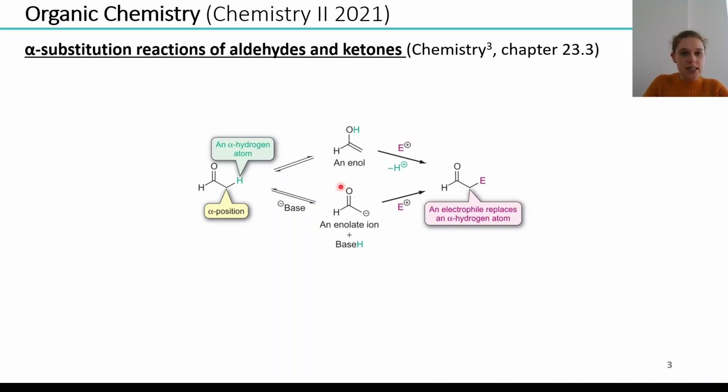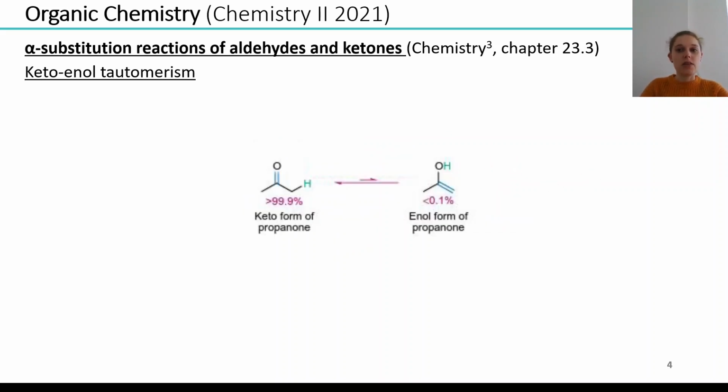The enol looks like this, so we have a carbon-carbon double bond, and attached to this carbon-carbon double bond we have a hydroxide group. And the enolate ion looks like this. You can see that we now have a negative charge in the molecule, and the enolate ion is stabilized by resonance. So you can see here is the negative charge on the carbon atom, but of course we can have a resonance structure where the negative charge is on the oxygen atom. And then the final product is our aldehyde or ketone, which has, instead of a hydrogen atom in alpha position, now a new group in alpha position.